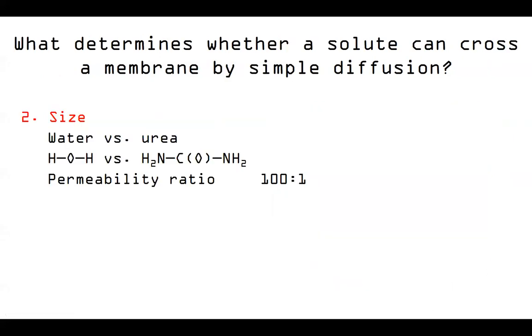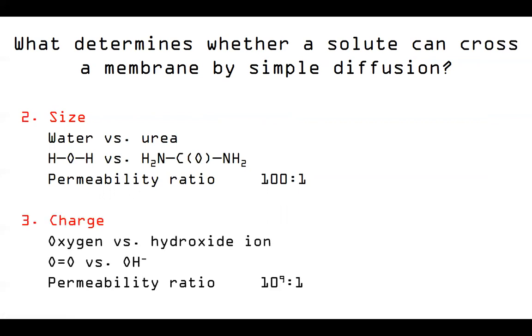The second characteristic, which we've already touched on, is size. So we can even think about water versus urea. Water, which we know to be polar, but it's very small, has just this H2O. Urea, on the other hand, doesn't seem like it's very large. We're going to have some carbon, some oxygen, a couple of nitrogens, throw some hydrogens on it. Doesn't seem that big, but it's big enough that its permeability ratio relative to water drops significantly. So size is a huge factor, and even at something as small as urea, we're already experiencing difficulties getting out of the cell or into the cell.